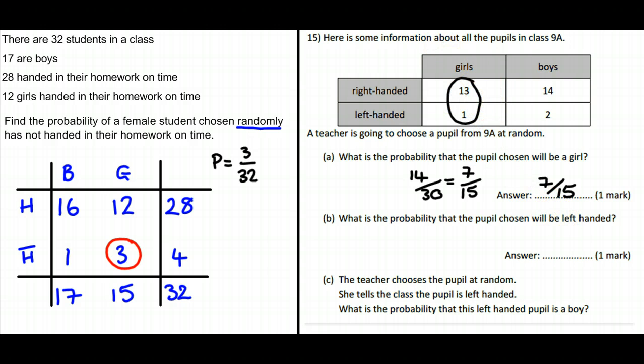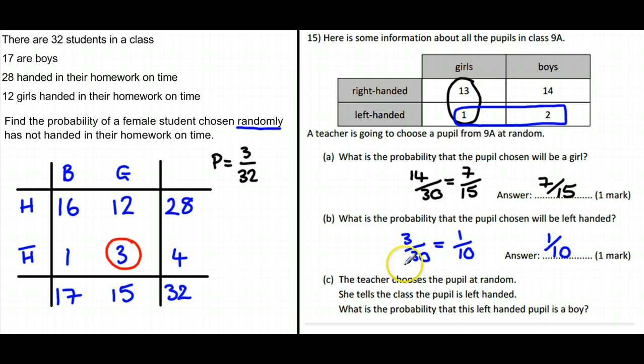What is the probability that the pupil chosen will be left-handed? Well, if we look here, there are 3 left-handed students out of 30, and they've both got a factor of 3 in them. So we can simplify it down to 1/10. You could put 0.1.